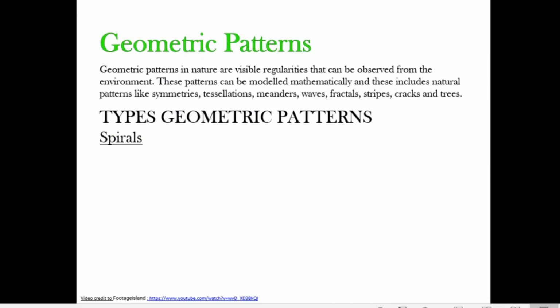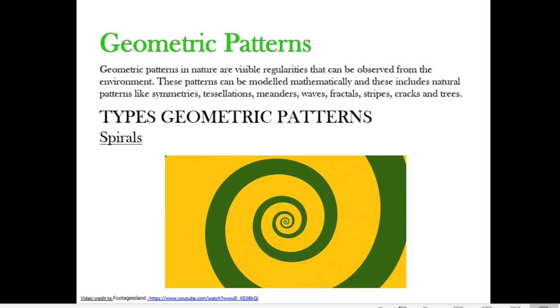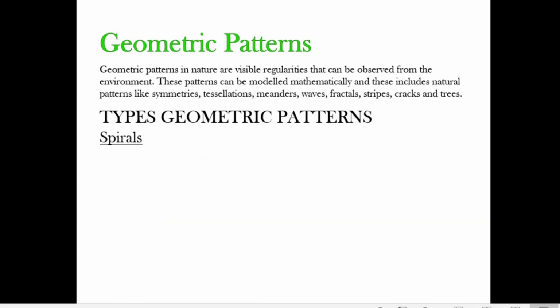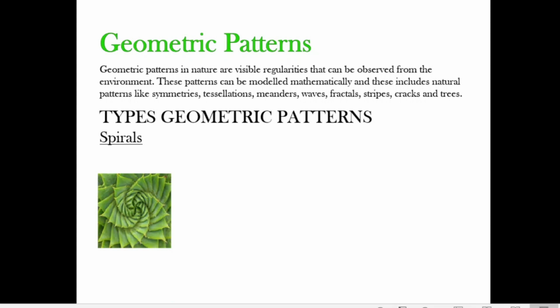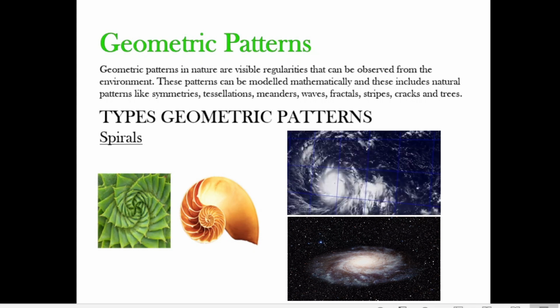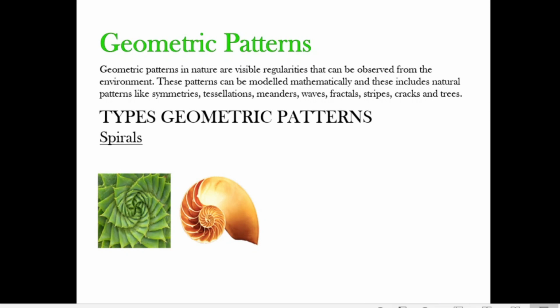Another type of geometric pattern is called a spiral. Spirals are formed by moving a point away from a center in a circular manner. Here are some objects with a spiral property. Most succulents grow their leaves in a spiral manner. The shell's covering is shaped like a spiral. Even the movement of hurricanes and galaxies display a spiraling behavior.